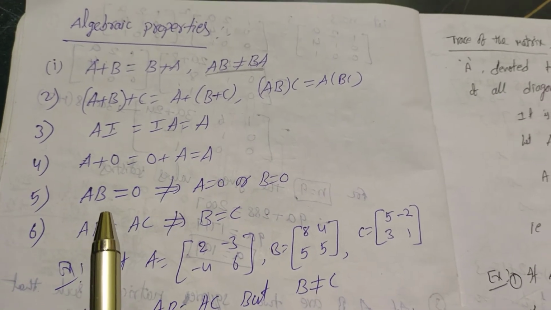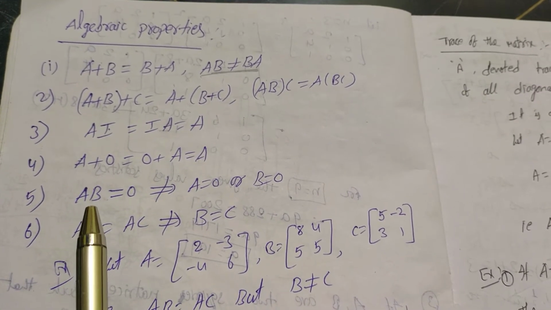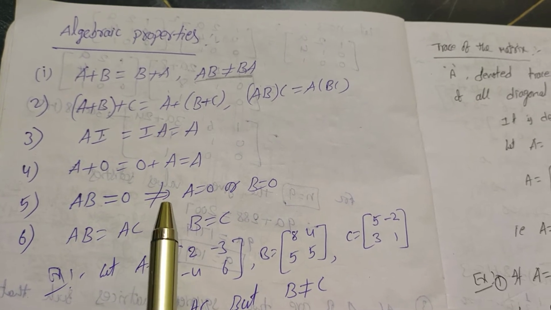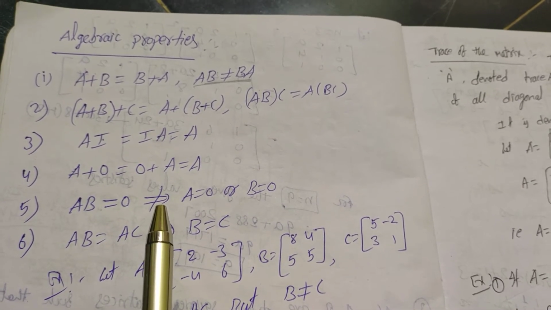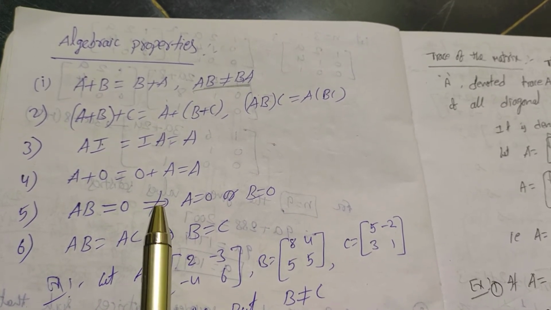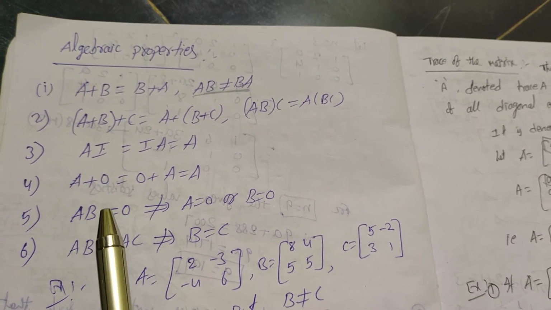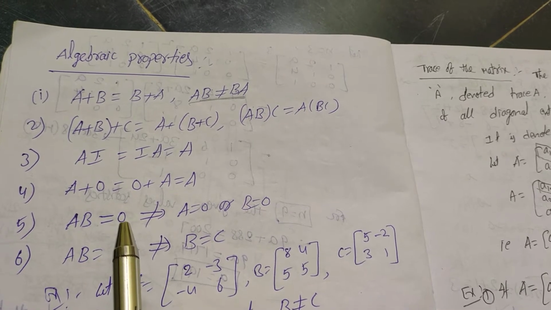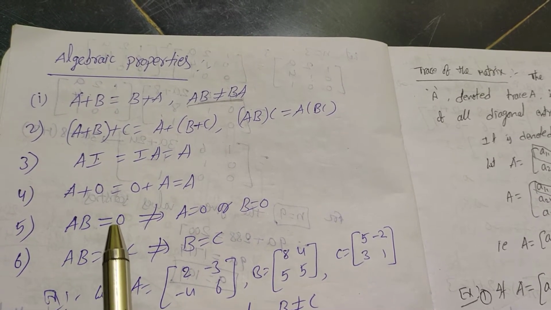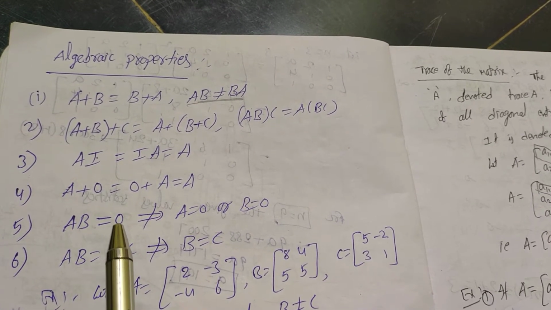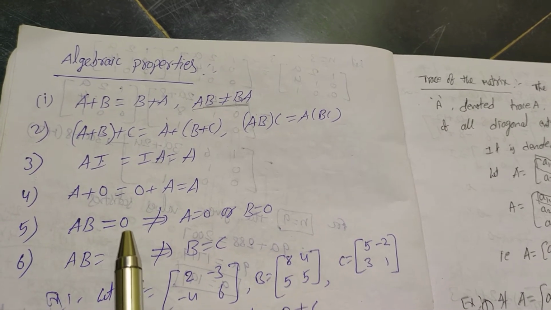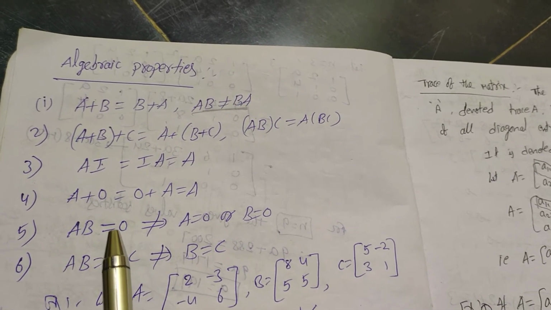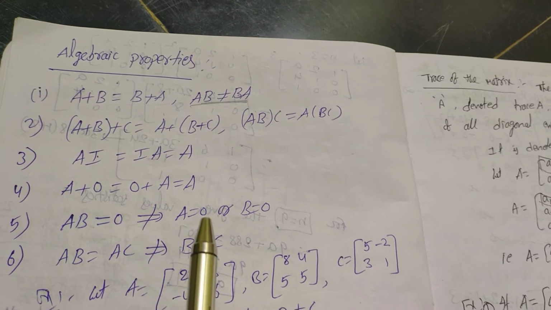Next, AB = O. Product AB = O does not imply. Not imply means, already I gave one example based on this concept. So if AB = O, here A need not be equal to O and B also need not be equal to O. O means here zero matrix, null matrix. Okay, so need not be any one of them.